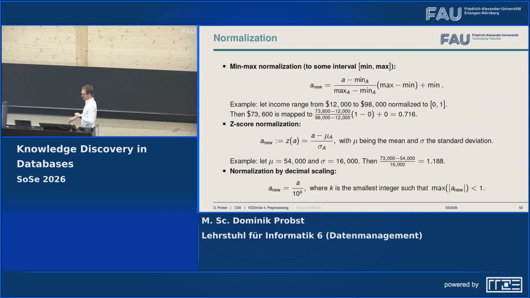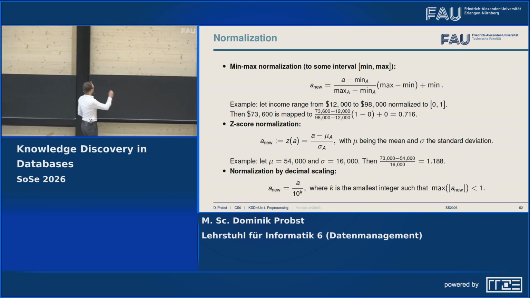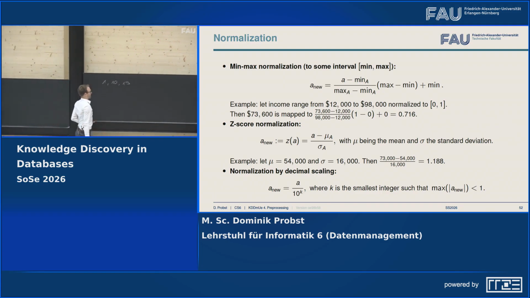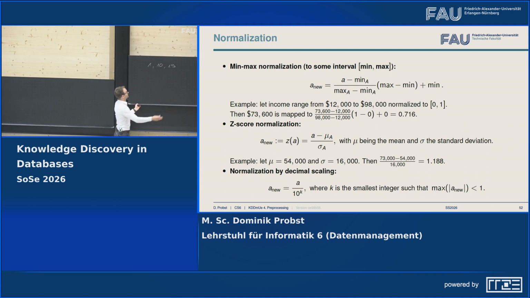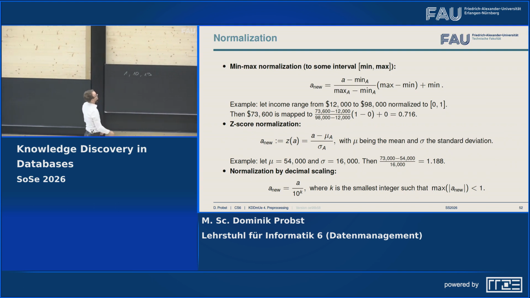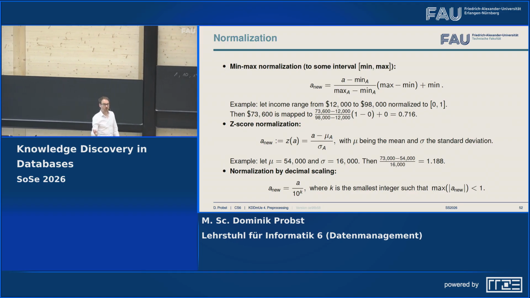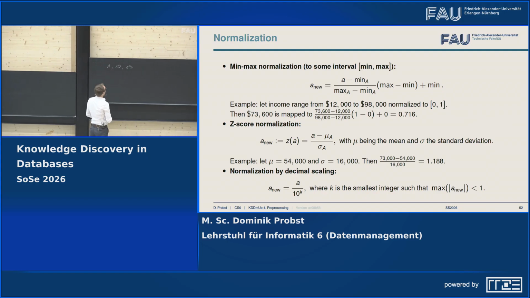So for example, if we have these values, 1, 10, 19. If we want to divide them through 10 to the power of k, to put all the values into the interval range of -1 to 1, then we have to select k equals 2. So 10 to the power of 2.